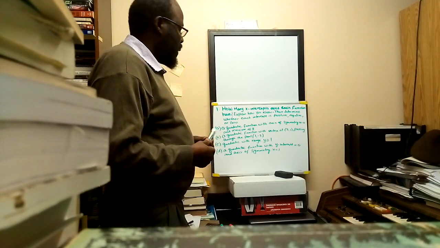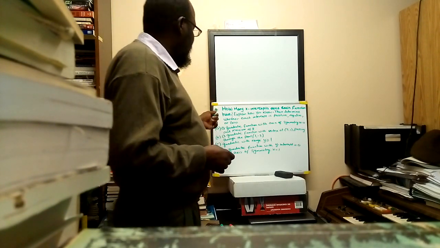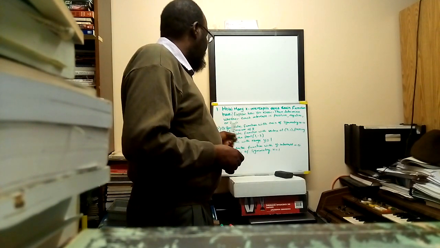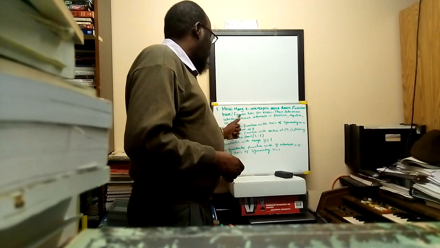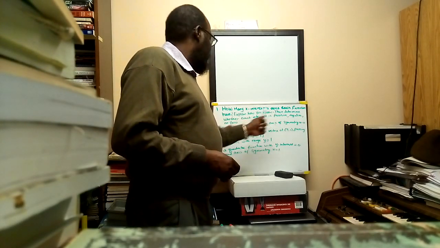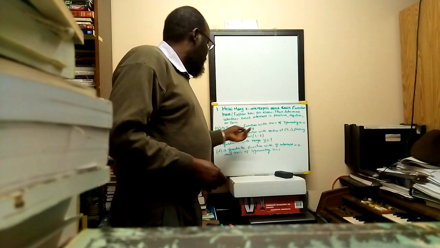I'm going to continue solving a vertex form type of quadratic function. Today's problem is a word problem. It's saying how many x-intercepts does each function have? Explain how you know, then determine whether each intercept is positive, negative, or zero.